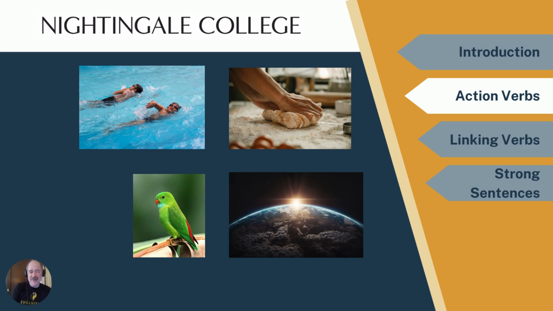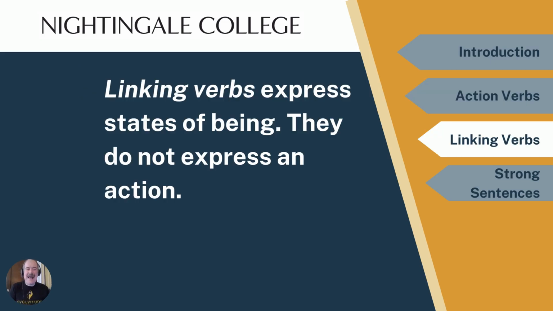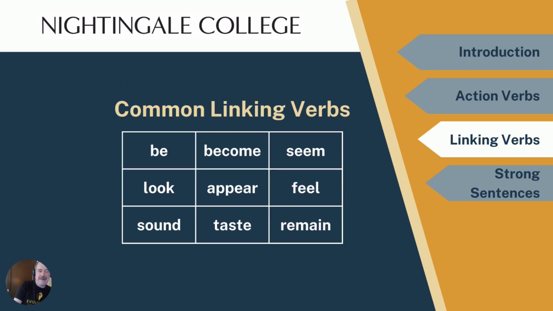So these are the ways that we can identify an action verb. It is followed by a noun or pronoun, an adverb, or a prepositional phrase. Now let's look at linking verbs. They express states of being. Remember, action verbs are doing, linking verbs are being.